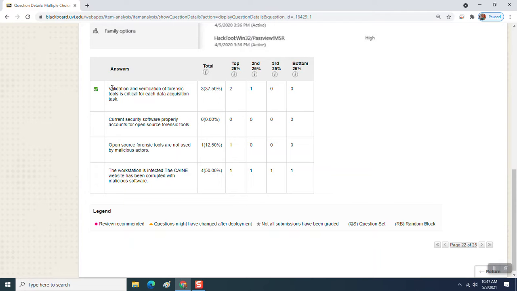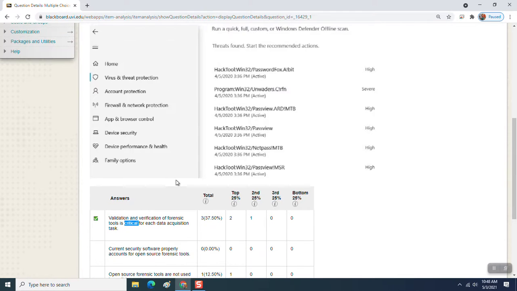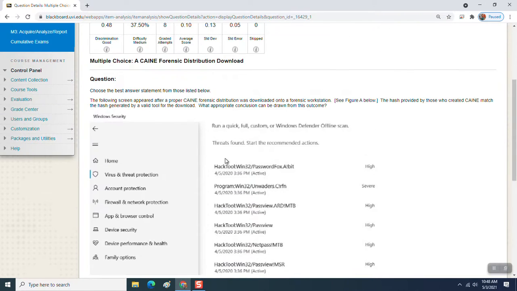So the correct answer is validation and verification of forensic tools is critical for each data acquisition task. It gets back to the idea that you're going to see some things on the system, but you need to know how to properly interpret those. And in this case, if you validated and verified the forensic tools properly, you're good to go. So this is not a matter of concern. This is to be expected. And Defender would pick up on it like this, and it's a false positive. Again, it's a false positive.